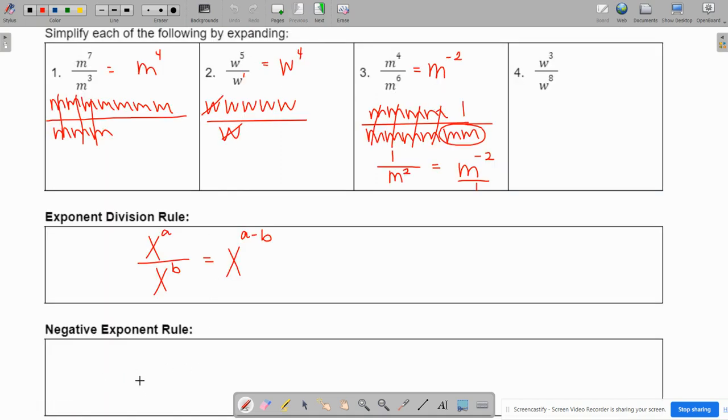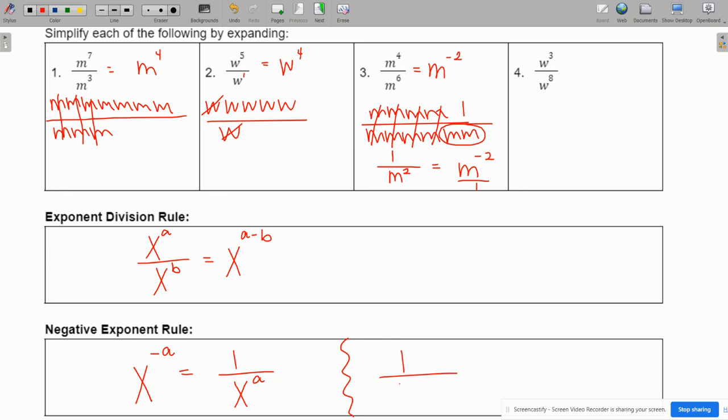So what this means is that if you have a power with a negative exponent, then you could rewrite it as 1 over x to that positive exponent. In the same way, if you started with 1 over x to the negative exponent, so the negative power is in the denominator, you can move it to the numerator to make it a positive exponent.